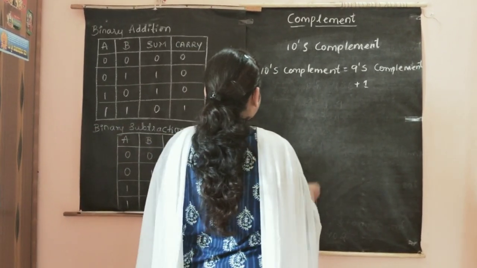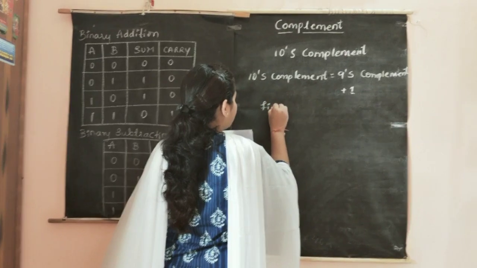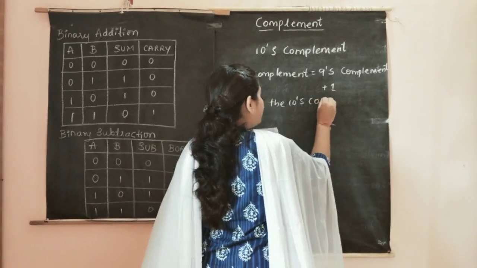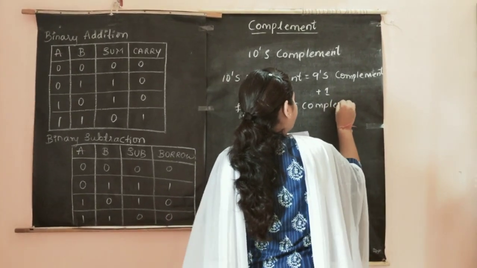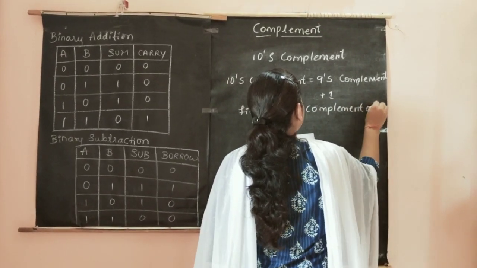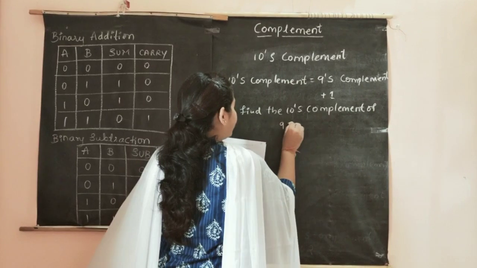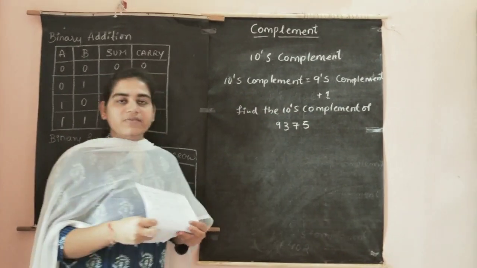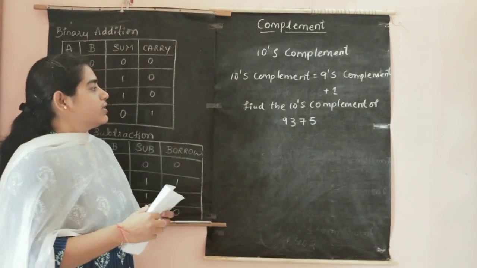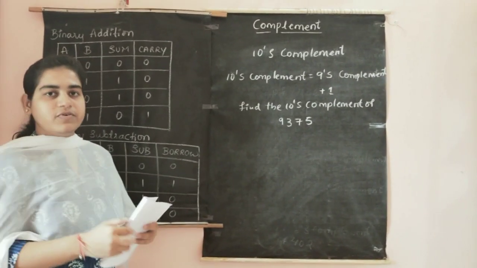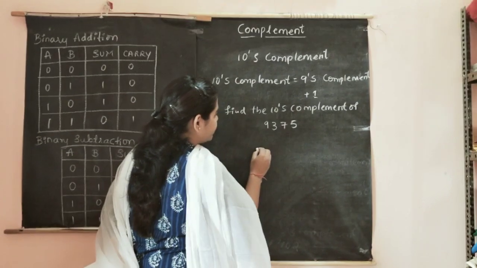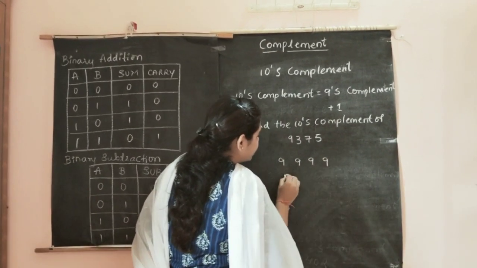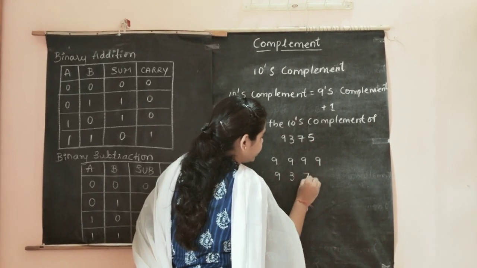So find the 10's complement of 9375 here. So 9375 is the given number here. In order to find the 10's complement, first we will find the 9's complement here. So in order to find the 9's complement, we have to subtract each digit from 9 here.